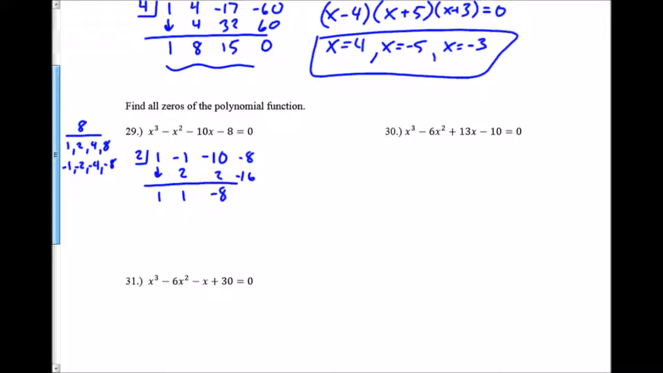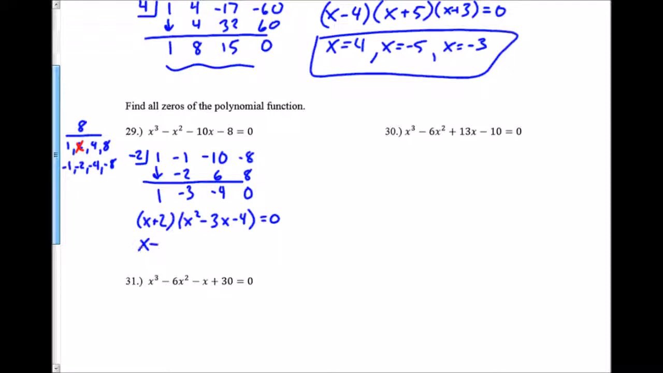So that one doesn't work because it doesn't give me a 0, so 2 is out of the picture. So maybe I try something else. Maybe I'll try a -2 since the 2 is already there. And that one happens to work, okay? Which means this thing factors into an x plus 2 and an x squared minus 3x minus 4.